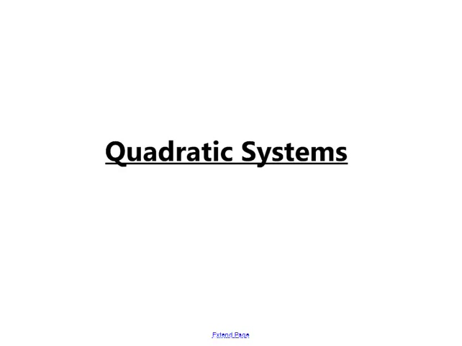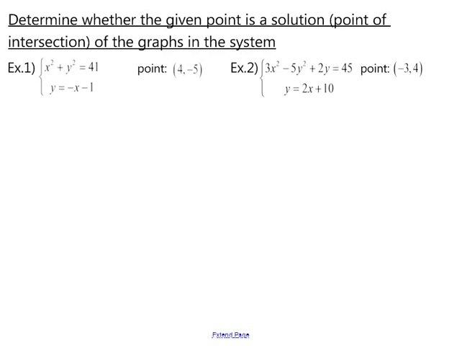Quadratic systems. So first we want to determine whether the given point is a solution or a point of intersection of the graphs of the given system. So in order to do that, we're going to take this point, the x and y, and we're going to substitute it into each of the equations that we have and see whether it's true.